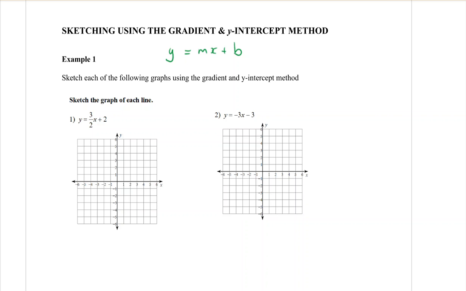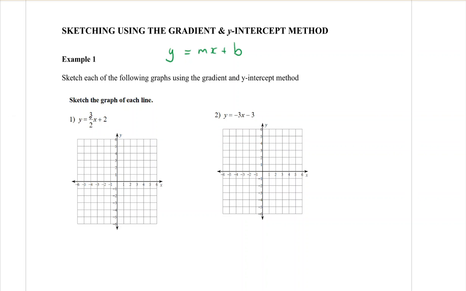We have learnt one method already to sketch lines, which was to use a table of values. This method should be faster, but it is a little bit different. So the first thing we need to do is look at the two numbers that we have in our equation.